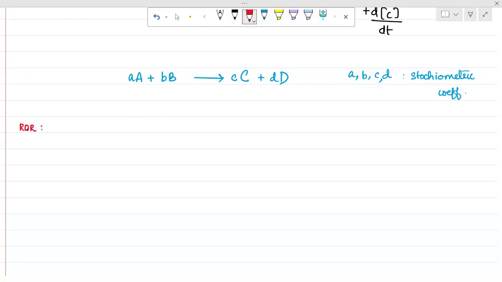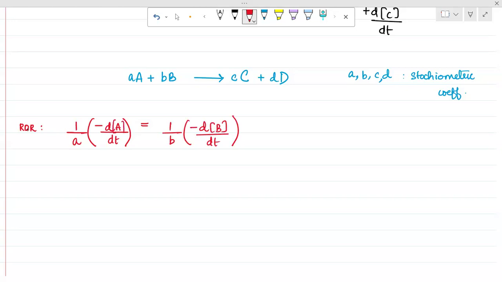How do we write it? We have to take the reciprocal of the coefficient, and then multiply by changes of the concentrations with changes of the time. Correct? For example, with respect to A, it is 1 by a times minus d[A] by dt. With respect to B, it is 1 by b times minus d[B] by dt, the change in the concentration of B with t. You can put A also in square brackets.